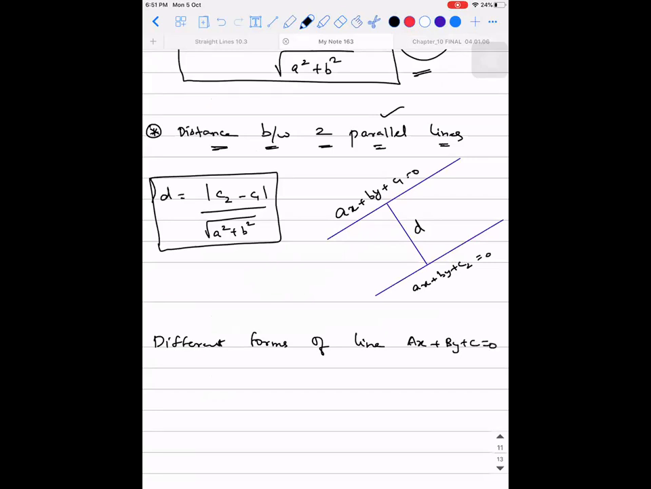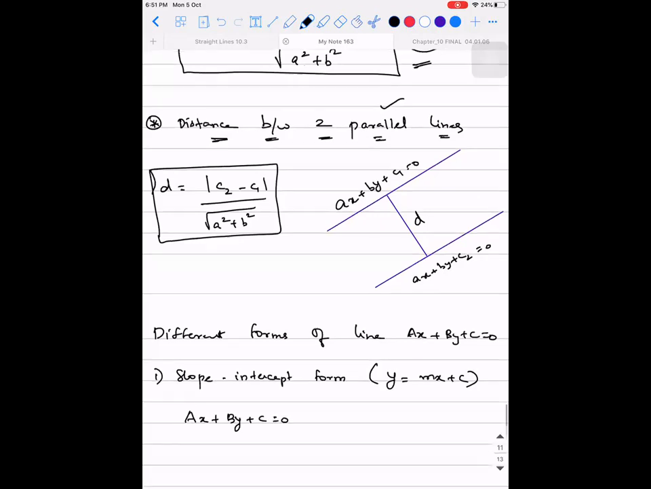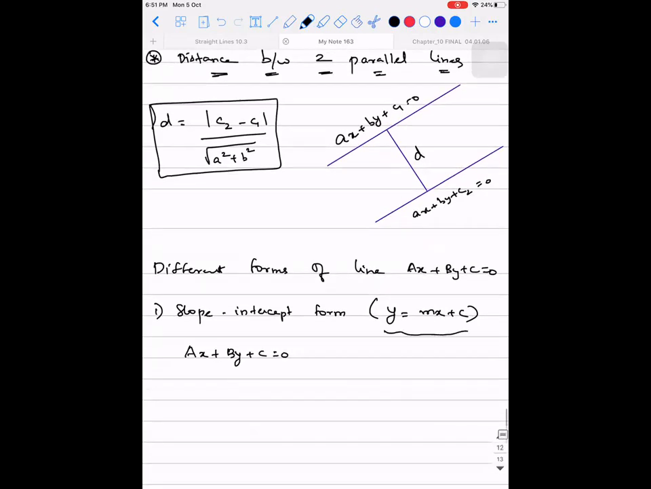Okay. So the first one is slope intercept form. So what is the slope intercept form? Y is equal to mx plus c. I told you, right? Already we know this. Y is equal to mx plus c is the slope intercept form. So this line ax plus by plus c is equal to 0, how can you bring it in this form is the question.